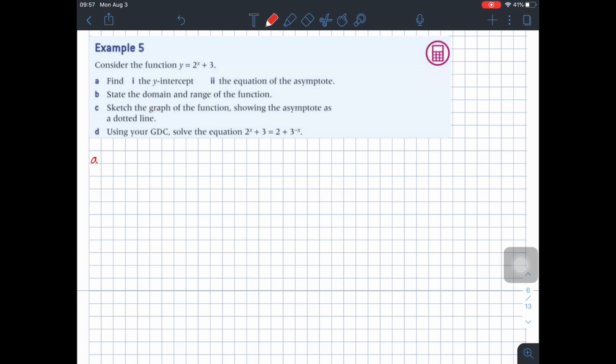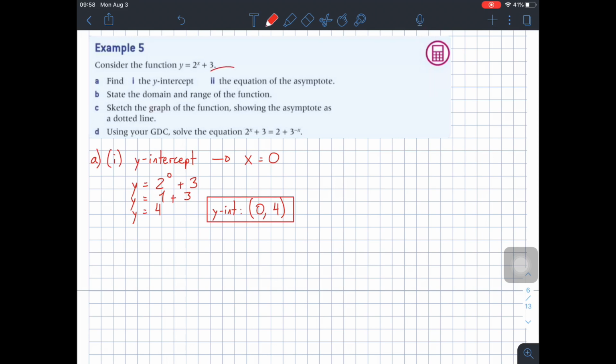So first thing, if we want to find the y-intercept, we know that the condition is that the x value should be equal to 0, right? So if we set x to 0, we would have y equals 2 to the power of 0 plus 3. Any number to the power of 0 is always 1. So we say that y is equal to 1 plus 3. So the y-intercept is the point right here. Y-intercept has coordinates (0, 4). Okay, this is the y-intercept of this graph.